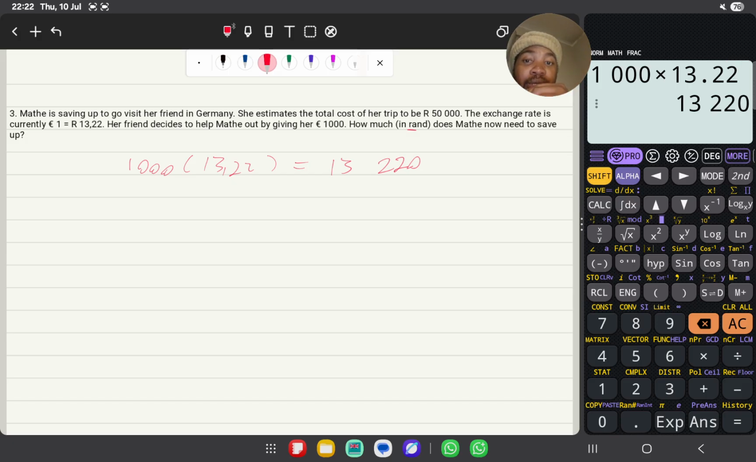But wait, hold on. Of course, Mate is the one person who's saving up to go visit her friend in Germany. She estimates this is how much money she will need to save, because this is the total cost of the trip. And then here's the exchange rate. And then the friend decides to help out by giving Mate 1,000 euros, like, hey, look, I got you here. So don't stress. Now Mate will no longer have to pay this much.